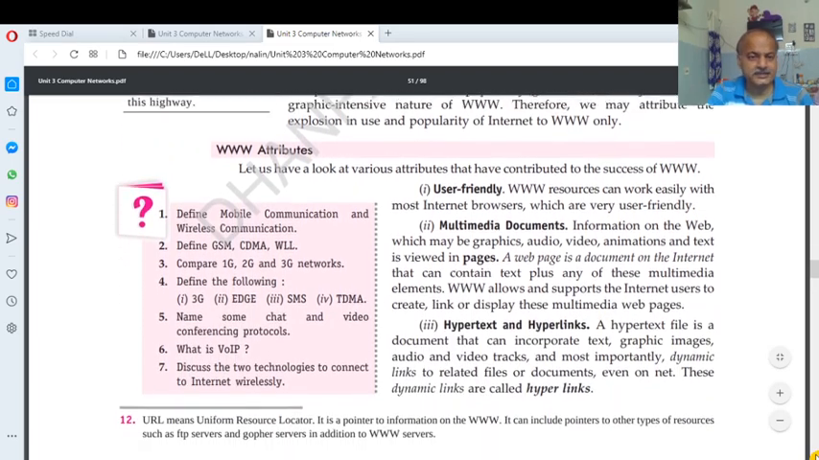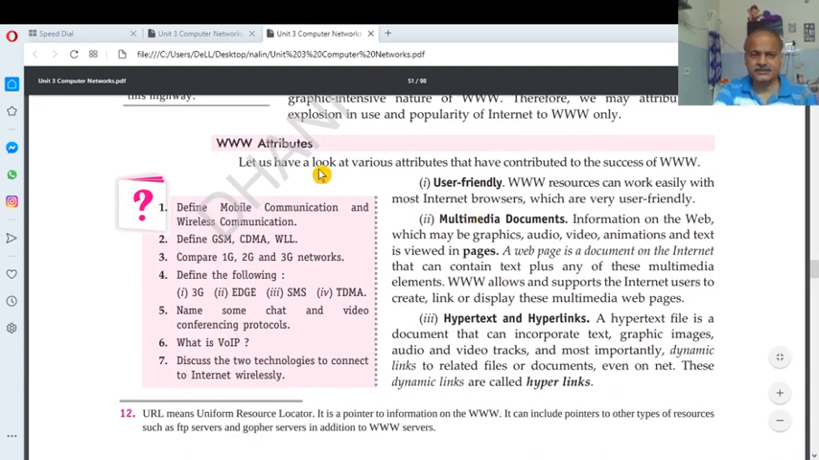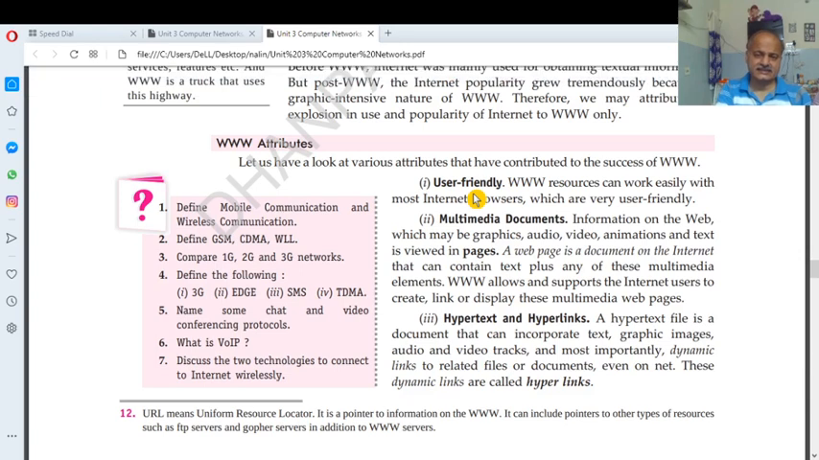Triple W attributes. There are some attributes of the triple W. Number one, it is user friendly, so everybody understands it. Second, the multimedia document. Everybody can understand that you can upload and download images, photographs, video, audio, etc. So it supports everything; you can say that it supports multimedia, hypertext and hyperlinks.